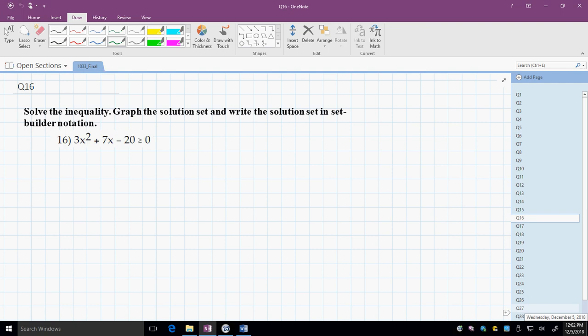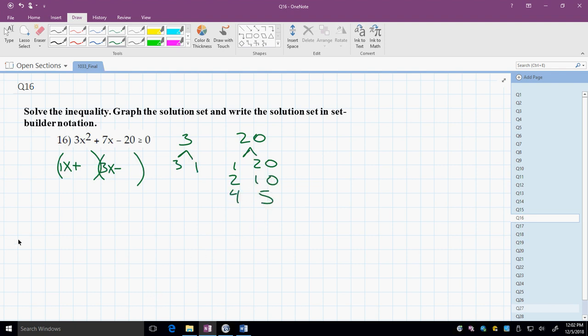Number 16. Solve the inequality. Graph the solution set and write the solution set in set builder notation. Inequalities we solve the same as with an equal sign. This one we're gonna factor, it's a trinomial. Open a set of parentheses. Factors of 3 are only 3 and 1, so 1x, 3x. Bring down the first sign, which is positive. Positive and negative give me negative. Factors of 20 are 1 and 20, 2 and 10, 4 and 5.